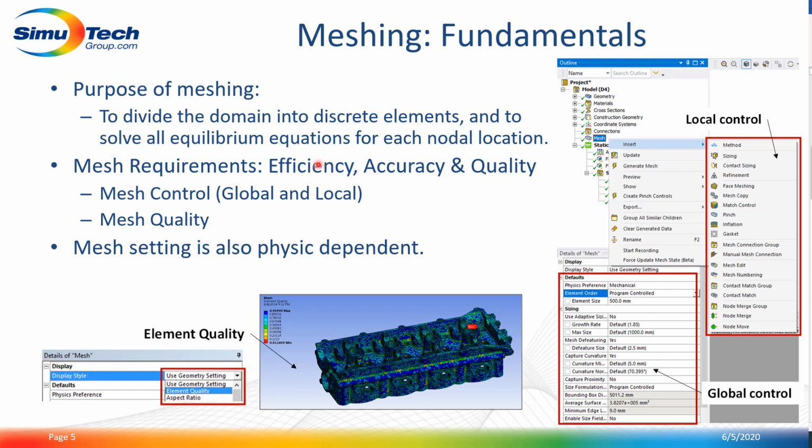Finally, to get an efficient, accurate, and high quality mesh, we will most likely need to control the global and local mesh settings, which are available here on the right. The global settings will be available in the details of the mesh here, and you will have access to a lot of local control settings in this drop-down menu. Finally, the mesh settings are also physics dependent. So whether you are doing a structural, electromagnetic, or CFD simulation, the mesh settings will be different.